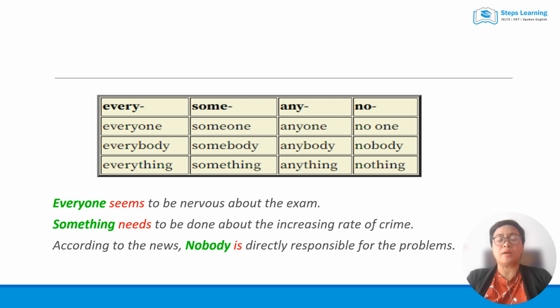So here is how we apply the subject-verb agreement rule. Everybody seems to be nervous about the exam. Something needs to be done about the increasing rate of crime. According to the news, nobody is directly responsible for the problems.